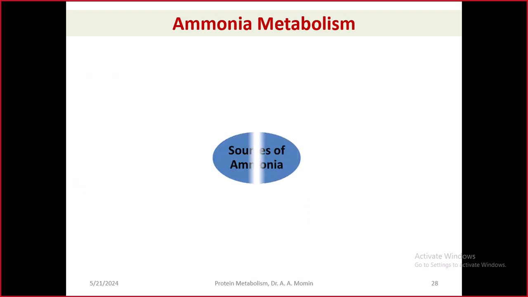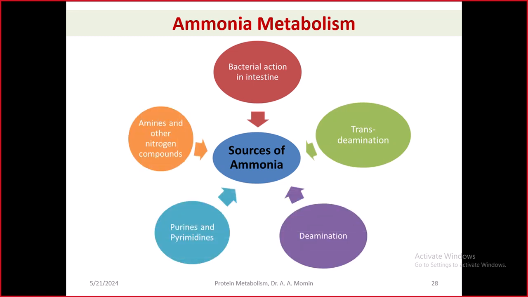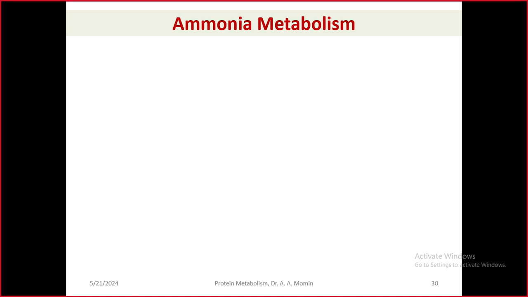So ammonia metabolism we are going to study. These are the various sources that add to the ammonia present in the body, and ammonia, as it is a toxic substance, has to be neutralized to urea, then it is excreted. So overall, where the ammonia comes from and where the ammonia goes, in what form it is excreted, that we are going to see in this lecture.